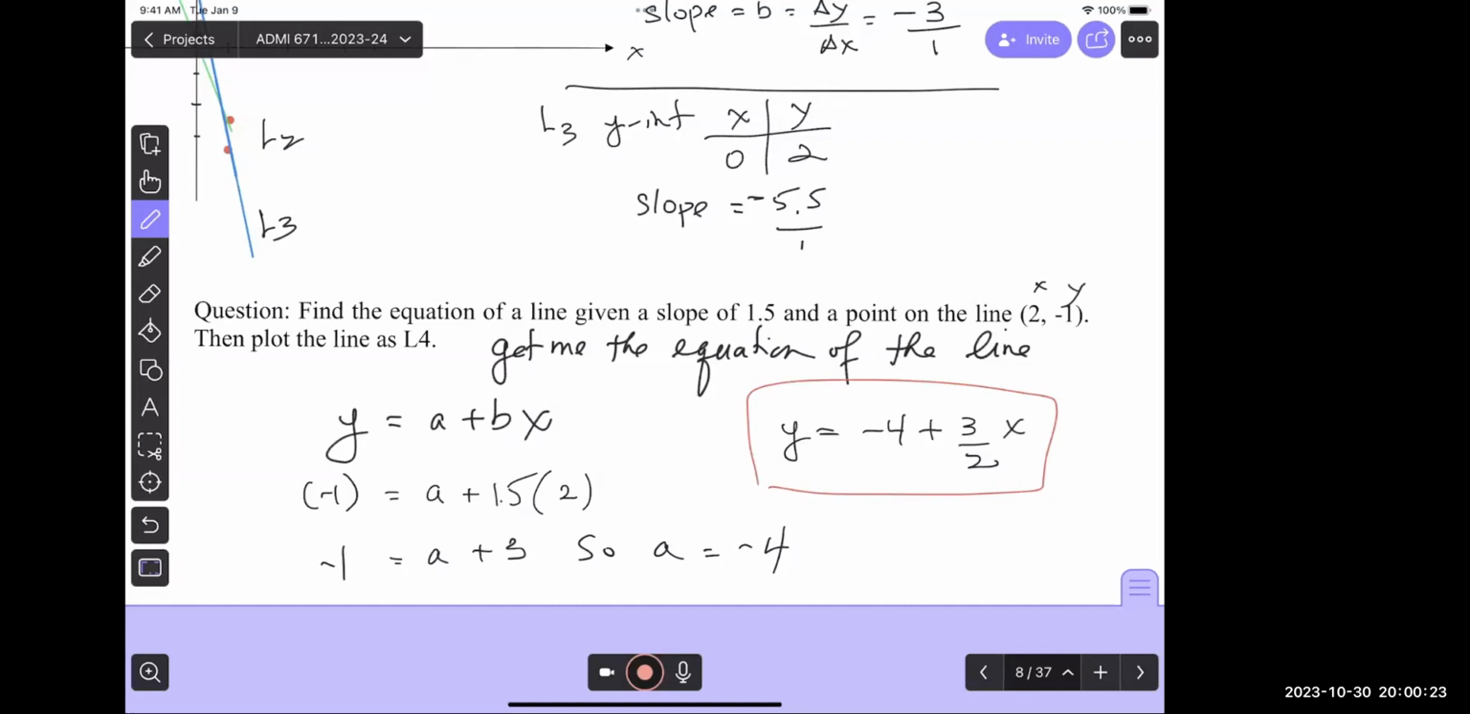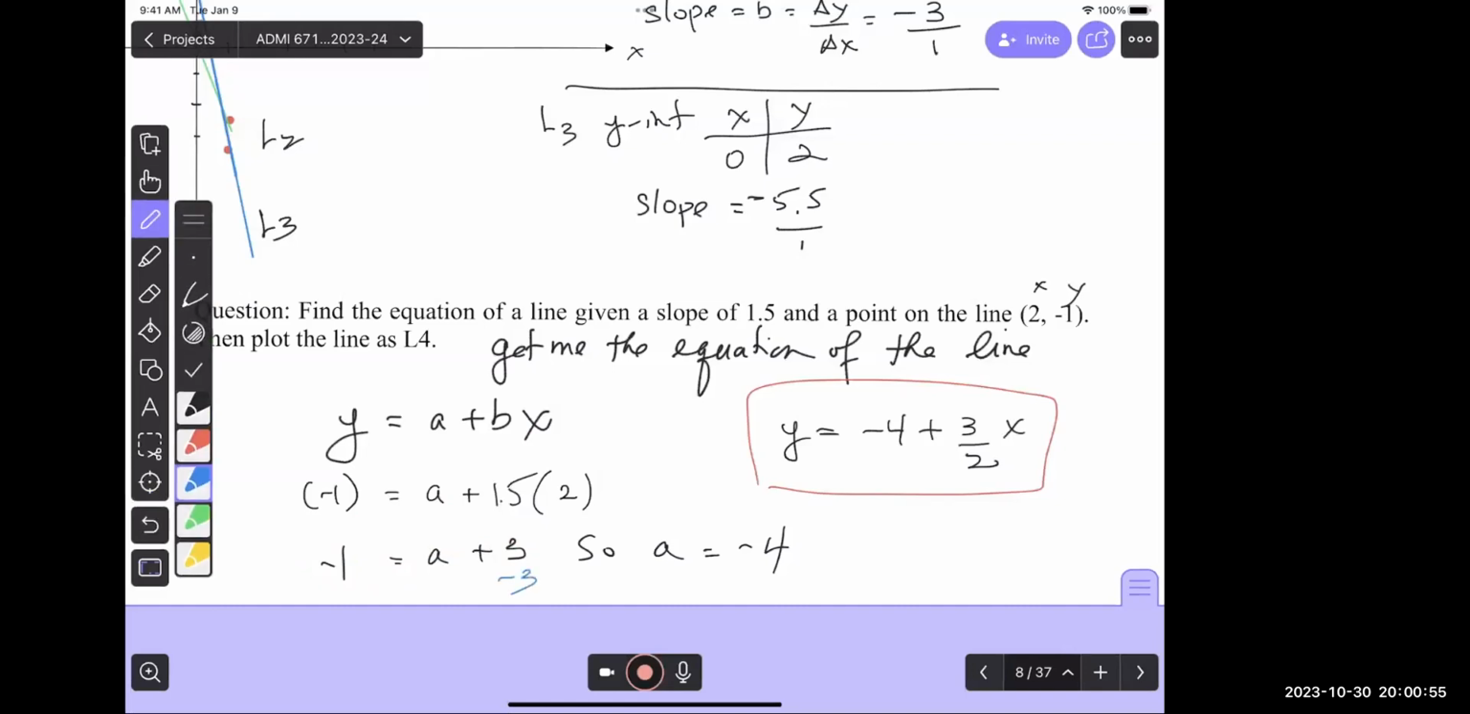I'm sorry, Professor. Can you explain again, where did you get the -4? So what I did was I used the information, the point and the slope, and I put it in the equation in general. So y is -1, x is 2, b is 1.5, so I can solve and isolate for a. So this is 3, then I can find a by subtracting 3 from both sides.